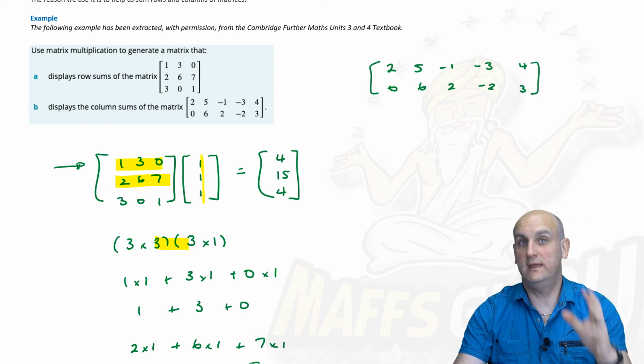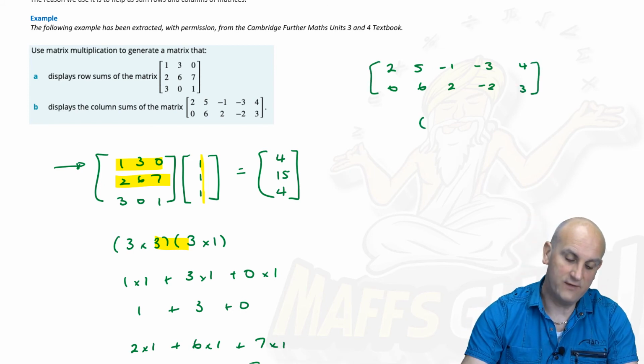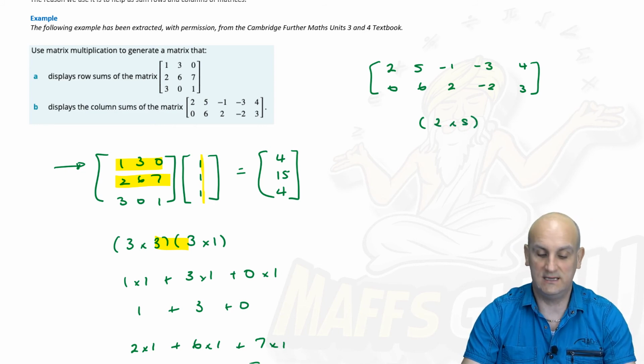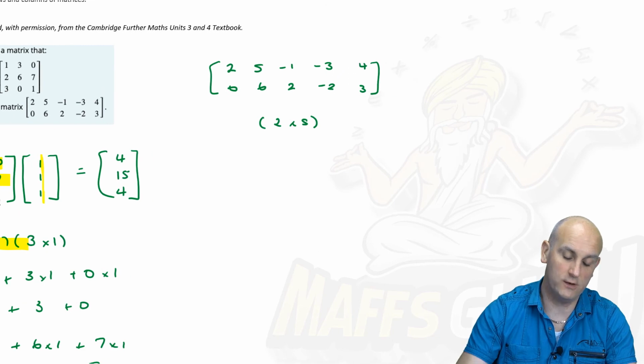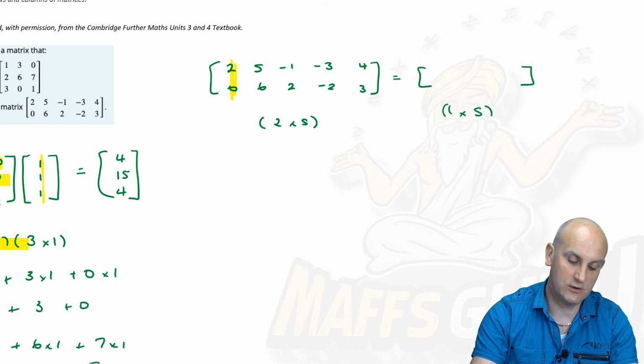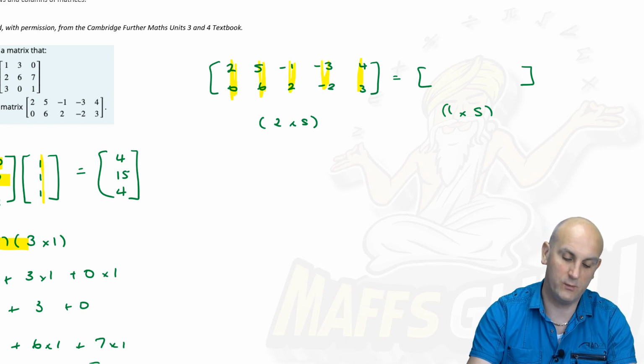Okay, so when we look at the order of this matrix, we have how many rows? 2 by 5. Now we're trying to actually sum all of these columns together. So our answer would have to come out as 1 row and 5 columns, because we want to add these columns together. And there are 5 columns, so we need to make sure that we have 1 by 5.